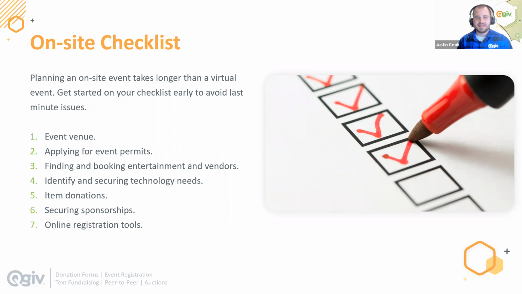And then finally, select your online registration tool and create your online form. So whatever tool that you use to accept registrations for your event, make sure that you've identified all the options out there and that you've seen what it looks like, and then start getting those set up so that you can start accepting registration as soon as possible.